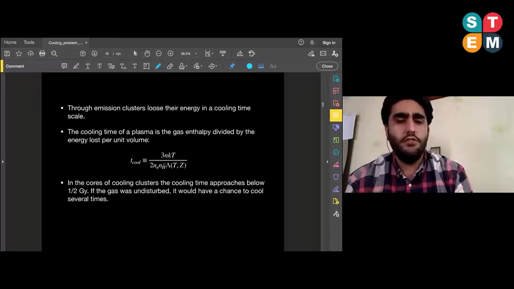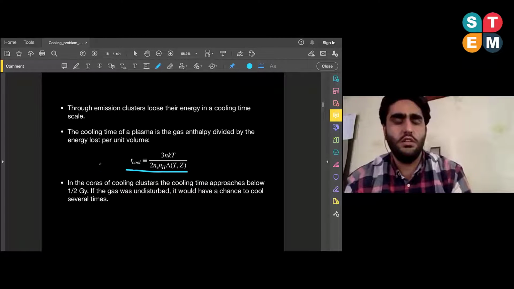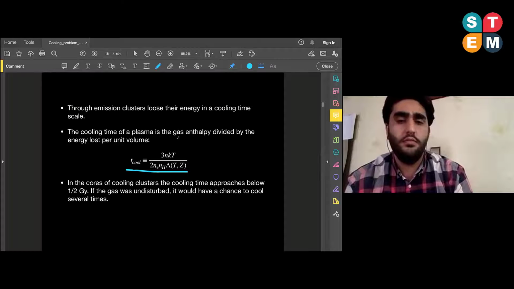And we can define a time scale for this cooling, which we call the cooling time. As you can see, the cooling time is defined in terms of thermodynamic variables and quantities. It's in terms of temperature, the number density of electrons, and a function here, which is the cooling function.